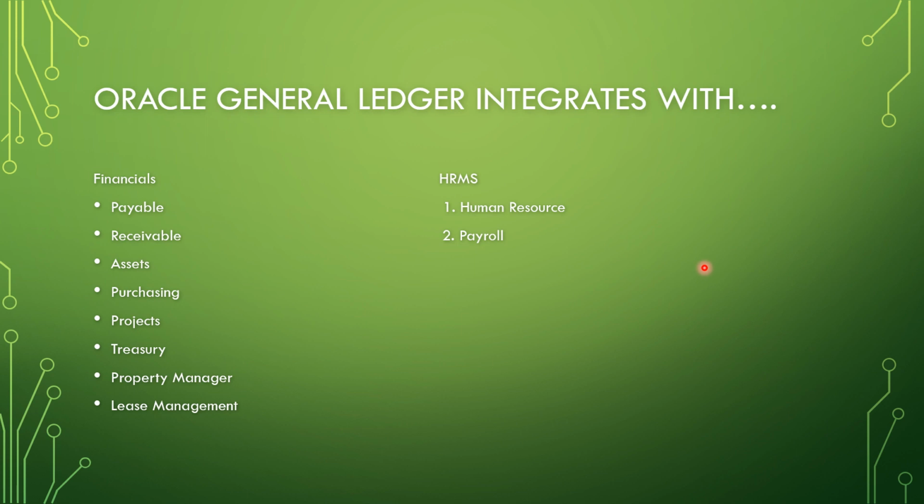So it is an overview of how the Oracle General Ledger integrates with the other modules. So I told financial: payable, receivable, asset. These are financial modules. We have purchasing, SCM, projects is a separate module. Treasury is a separate module other than cash management. Property manager, specific to that, lease management. So these are all part of added financials. If the client needs it, they can purchase any point of time. We have HRMS, human resource and payroll. Like that, many modules are integrated. Here we have seen a few. Okay.